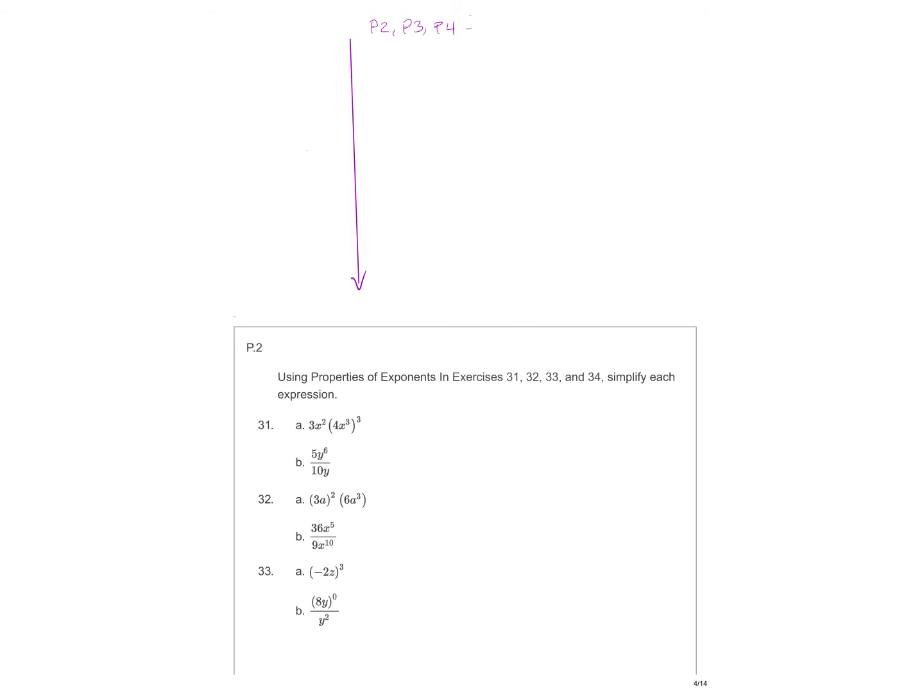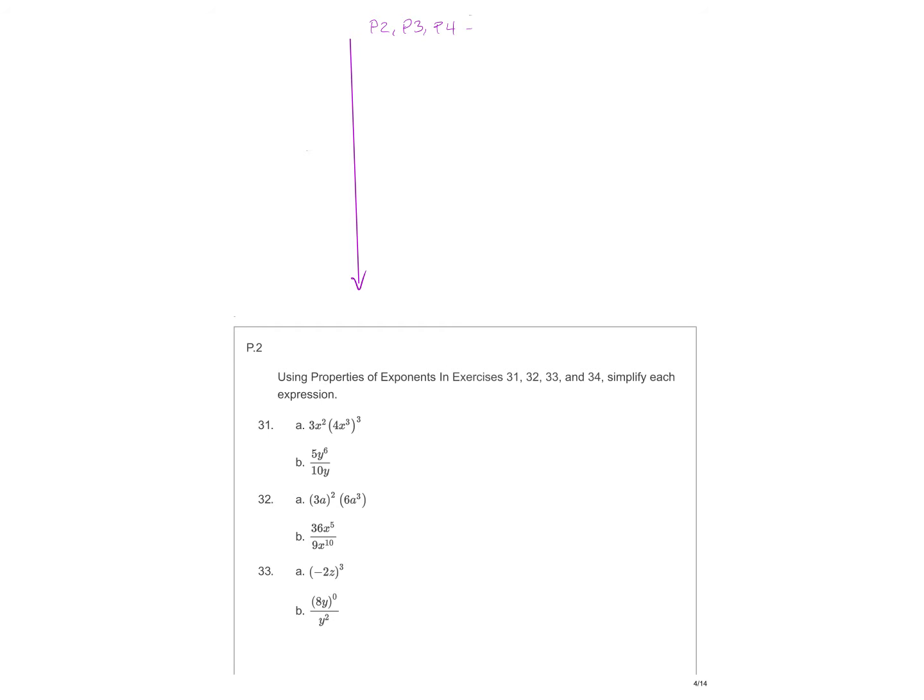Okay, so your test is Tuesday. The test is only going to cover P2, P3, and P4. Now, there's still one more part of P4, which is the factor completely. So the only type of factor completely question you're going to have is like what we did when we did the difference of two squares, where you're going to have to factor out a GCF first and then factor the difference of two squares. So you'll get a question like that.